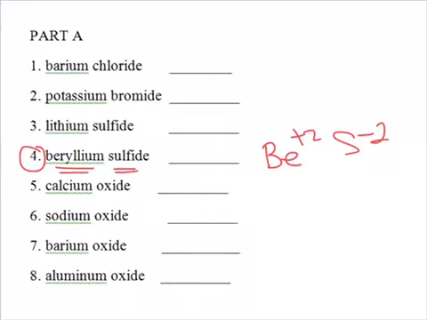So my answer, notice I'm not keeping the 2's in there. The formula is the smallest whole number ratio of positive and negative ions in that crystal lattice network. So positive 2, negative 2 cancel each other out. It's a 1-to-1 ratio.